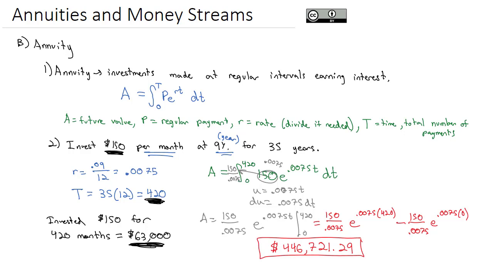With the annuities, we were making regular investments at every month or every week or every year. But usually with a business, money doesn't come in clumps at the end of the month. Money comes in continuously throughout the month. And that's the topic of our next video.